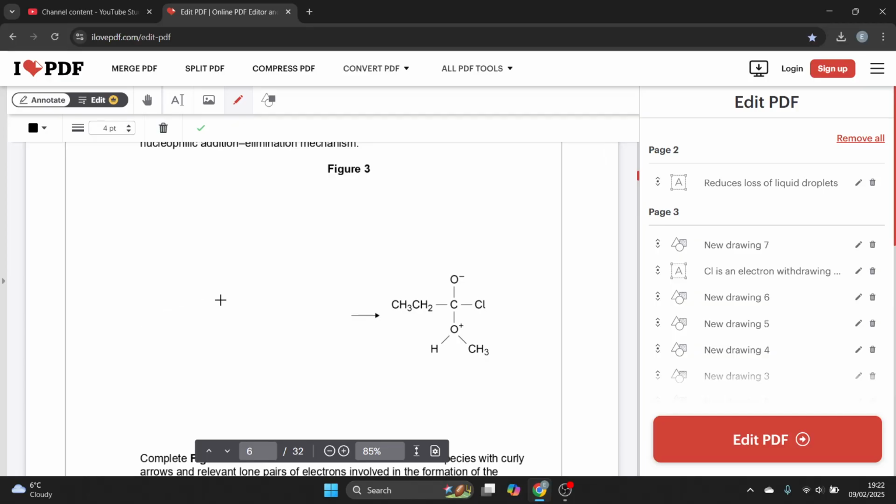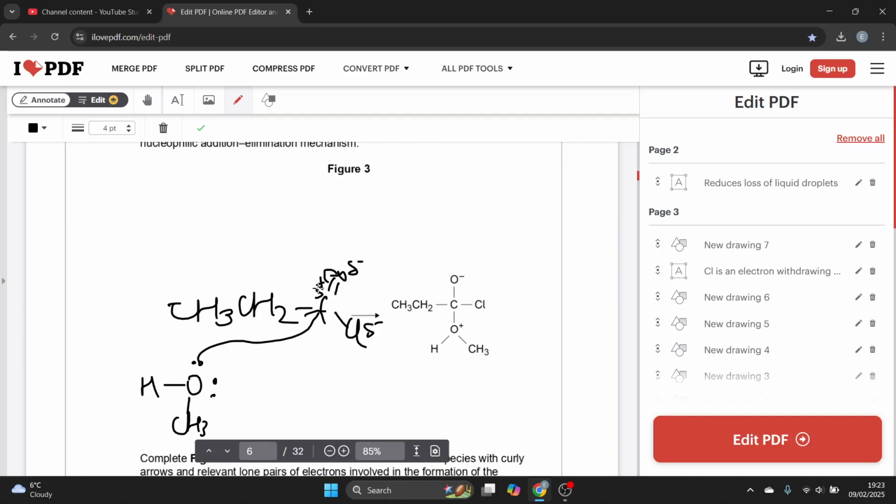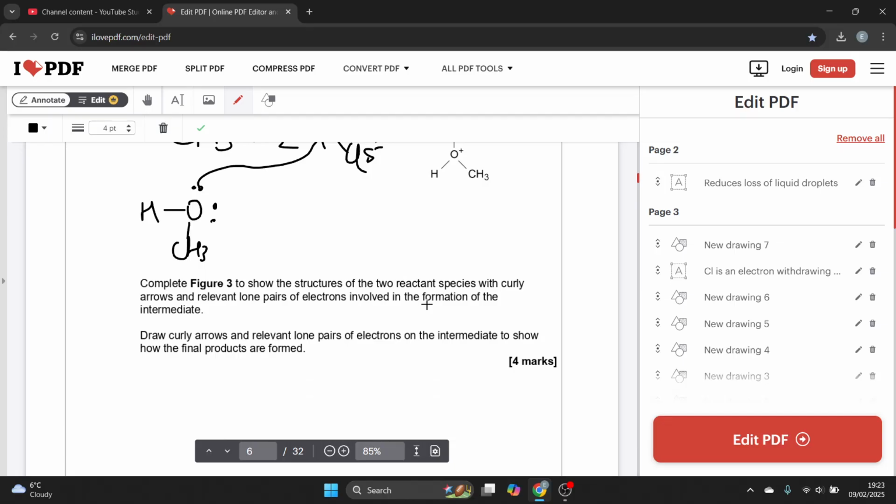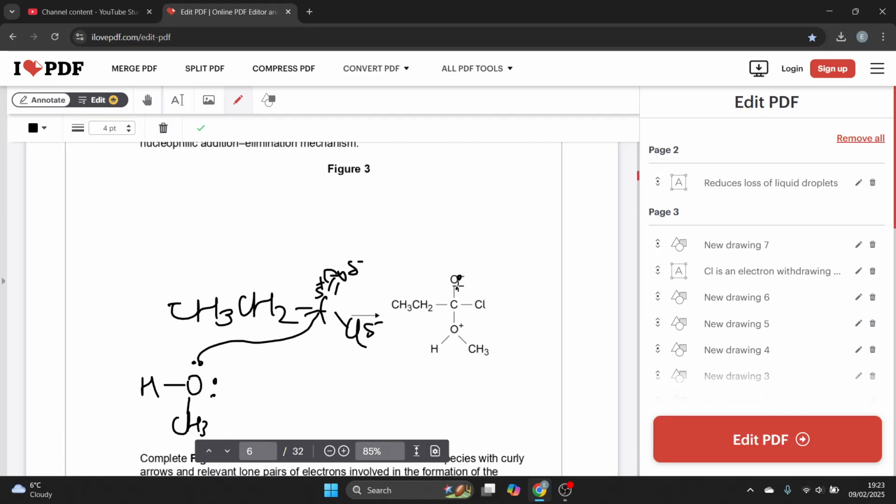So this one's a really unique kind of mechanism question if you ask me. I've got CH3CH2C double bond O, Cl, and methanol with its hydrogen, and oxygen has 2 lone pairs of electrons. Carbon is partially positive, oxygen partially negative. The lone pair goes here, then that forms a double bond, so the C-Cl bond must break, and that goes there as well.